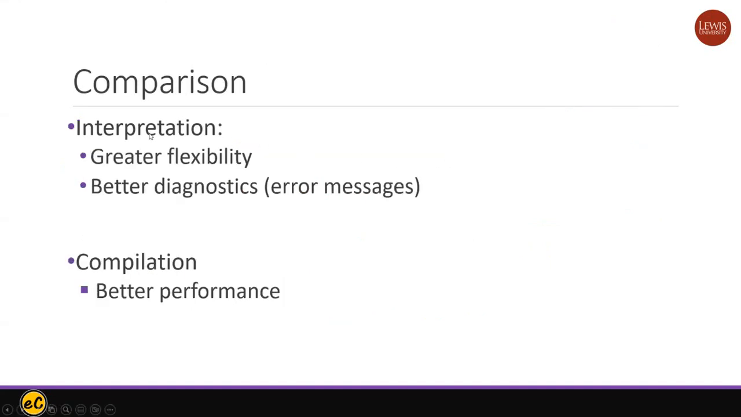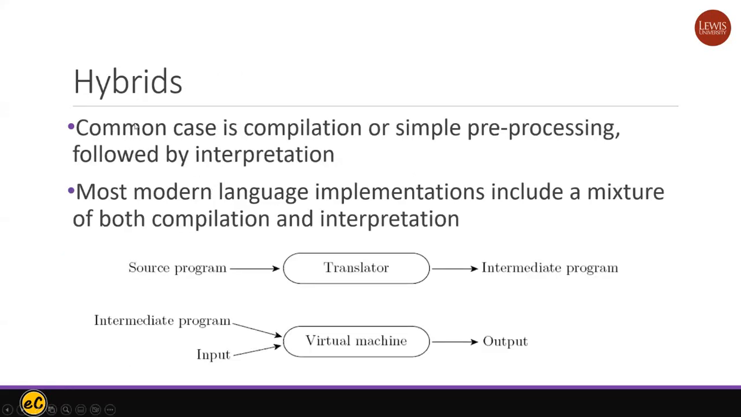Now, interpretation has greater flexibility and better diagnostics. You can run and use the shell to know about the current errors, but it will be slower compared to compilation-based C++. And then there's a hybrid type. Hybrid type is Java. In Java, you have the source program translated to an intermediate program, which we call bytecode. And the bytecode with the input runs on the Java virtual machine. And then you create output. So this is the hybrid type.